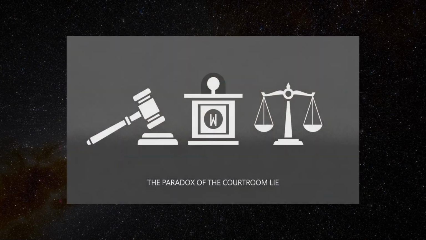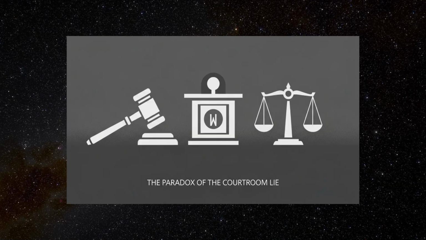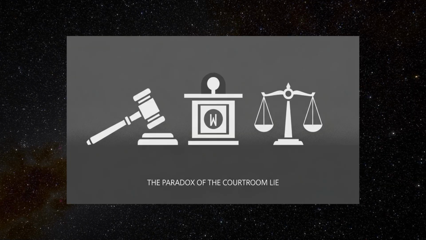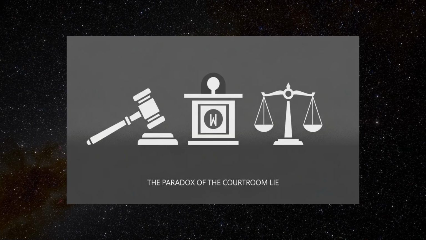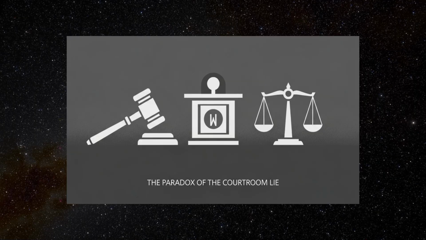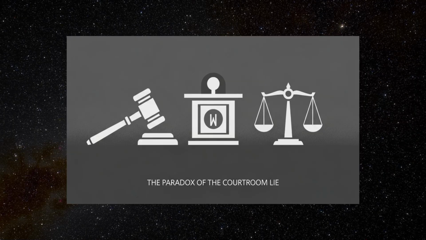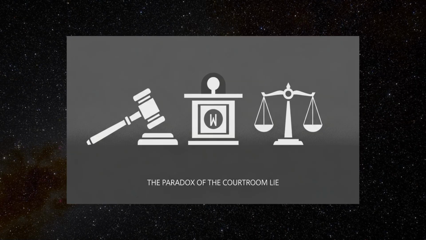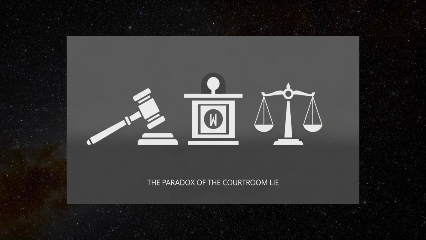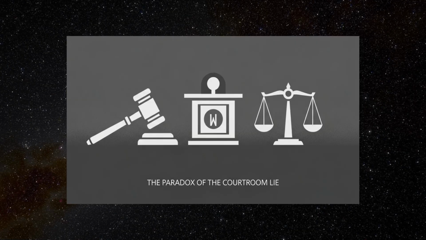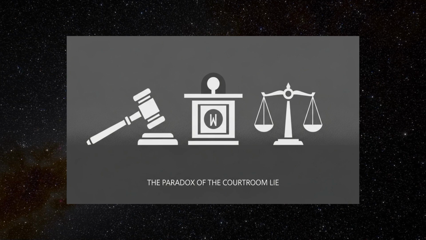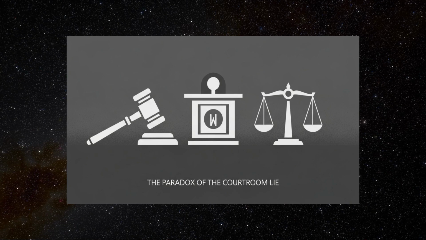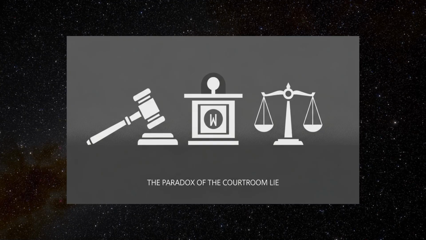The Paradox of the Courtroom Lie. The Paradox of the Courtroom Lie, sometimes referred to as the Epimenides paradox in a legal setting, is a self-referential logical puzzle that arises when a statement made under oath contradicts itself in a way that defies clear classification as either true or false. It blends elements of logic, language, and legal procedure, often leading to a dilemma where the legal system cannot resolve whether a lie has actually been told.